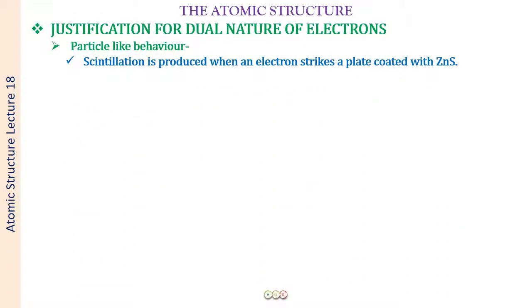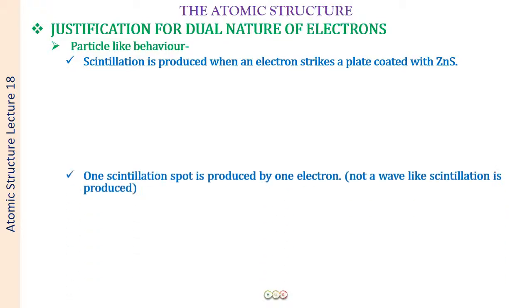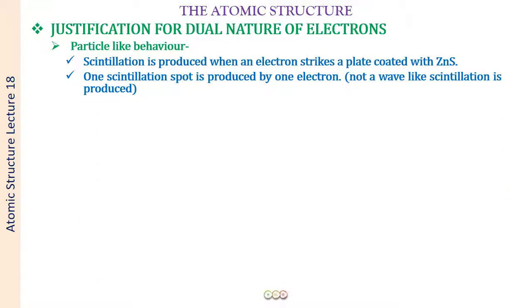So this is clear from the scintillations produced. I hope you remember the cathode ray tube experiment where a scintillation is produced when an electron strikes a plate coated with zinc sulfide, right? I hope you remember that. And now one scintillation spot is produced by one electron. This means that a wave-like scintillation is not being produced. It is a particle. That is why only one scintillation spot per electron. Another fact that shows the particle nature of the electrons is the photoelectric effect.